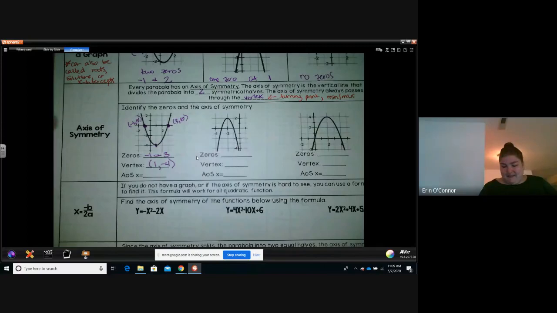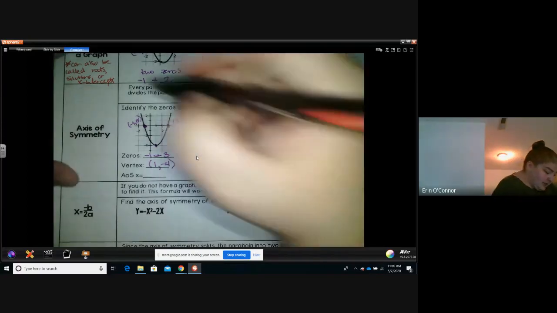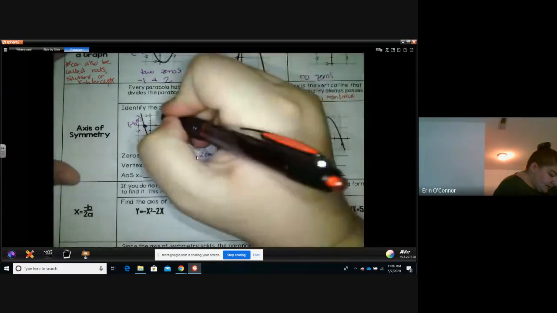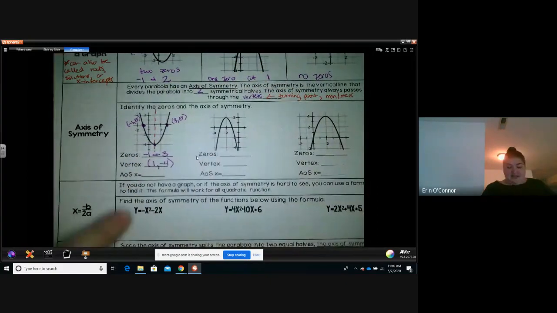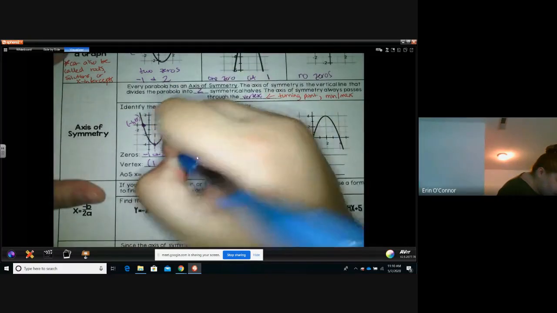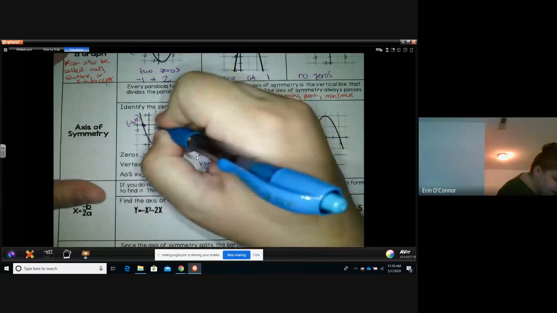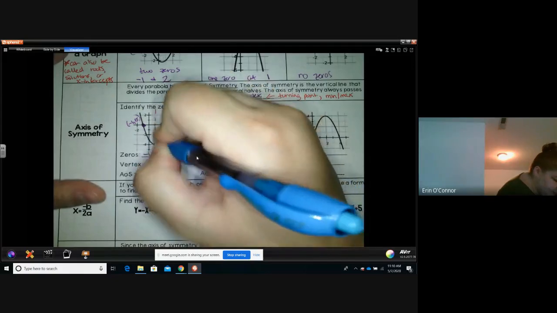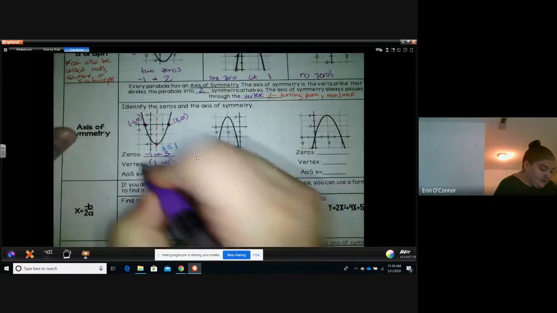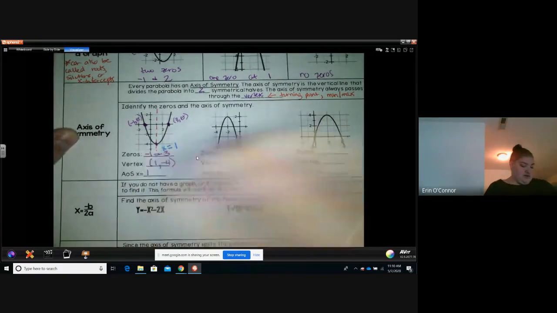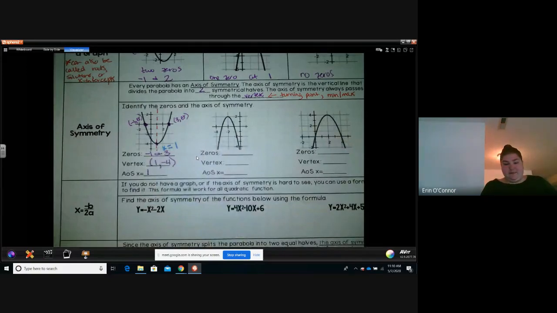And then the axis of symmetry. Now that's the imaginary line that crosses through the vertex. And this line, since it's a vertical line, is at x equals, what does x equal here? Well, it equals 1. All along this line, x is 1. So x equals 1. And we write that as the axis of symmetry. It's x equals 1.